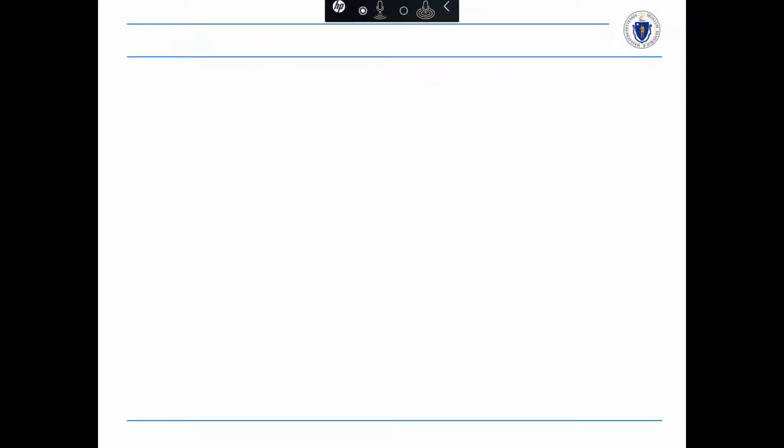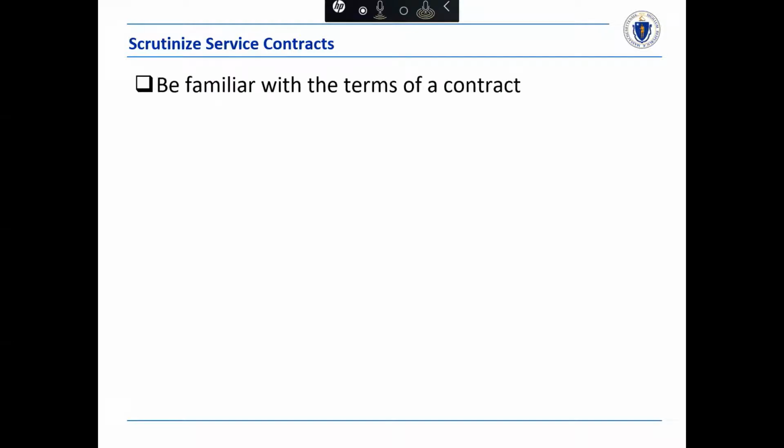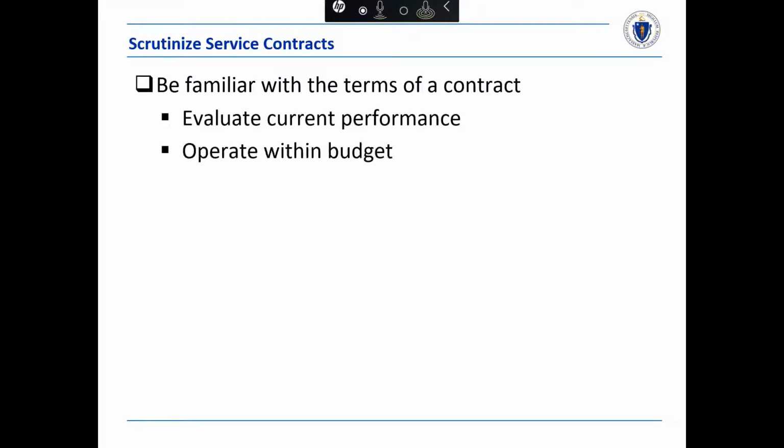Now let's explore the expenditure side of the forecast. An important area to consider is service contracts. For some services, a third party is contracted to perform work for a price. As such, officials should be familiar with the contract terms so that management monitors the supplier's performance, ensures costs are within budget, and takes actions if there are any issues.